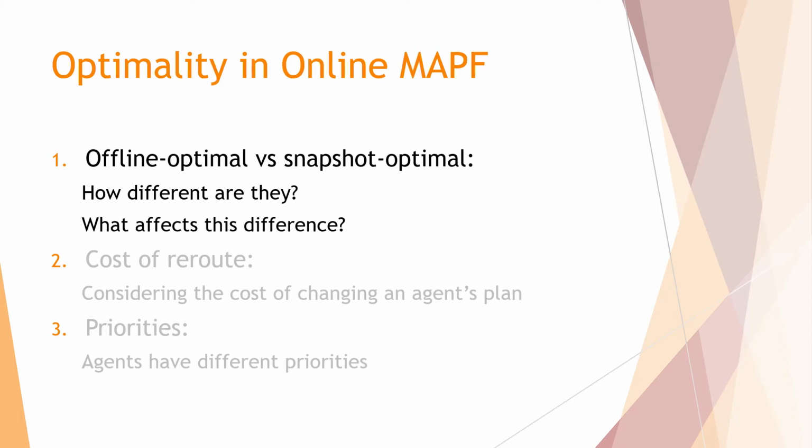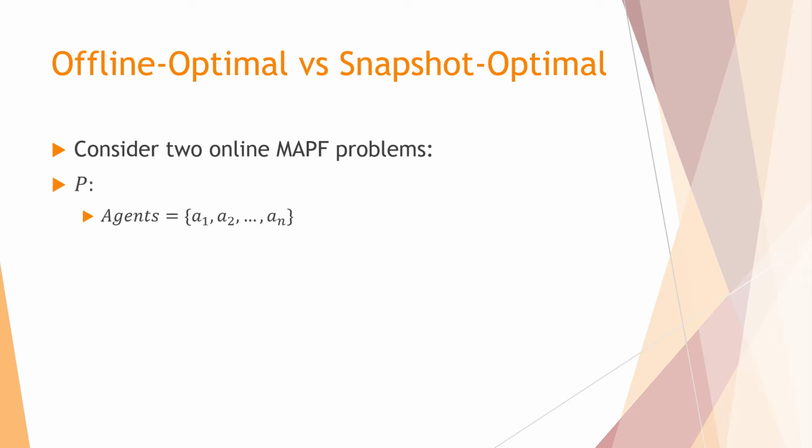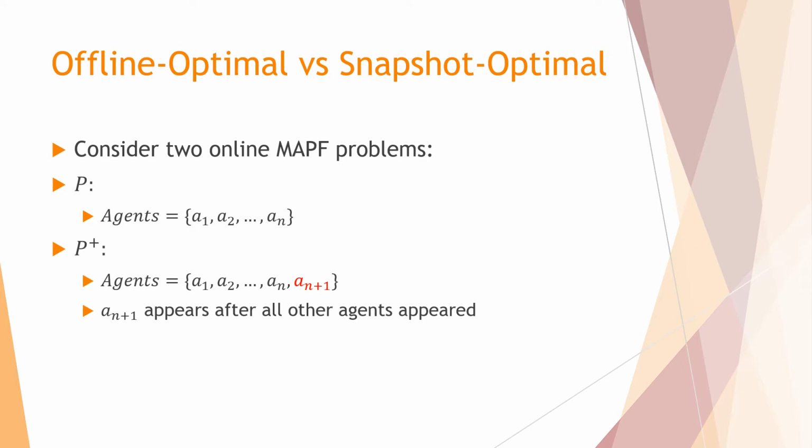For this comparison, we used standard online MAPF without modifications. Consider 2 similar online MAPF problem instances. The first will be called P, and the second P+. The only difference between these 2 problems is that P+ contains 1 extra agent, and that agent appears after all other agents have already appeared.